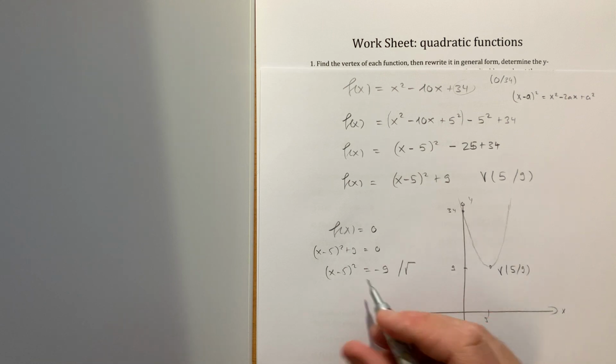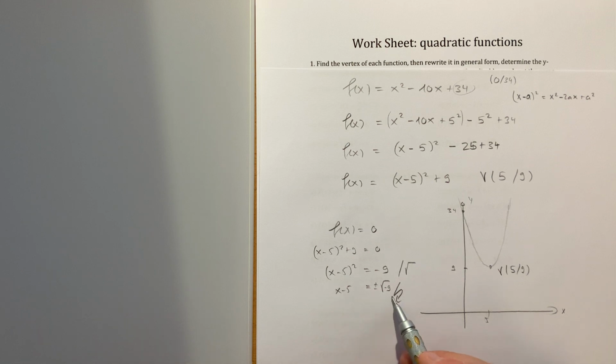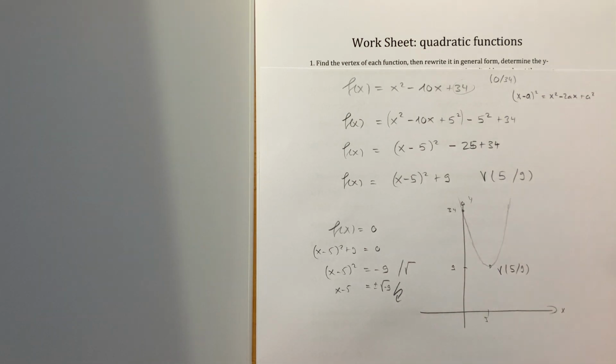Now you have to take the square root. x minus 5 is plus minus the square root of minus 9, which does not work. Look, this proves it mathematically. You don't have any zeros here. You can't take the square root of a negative number. That's not a real number. So this is what your graph looks like.